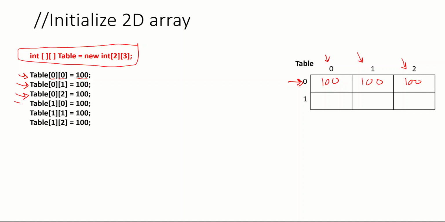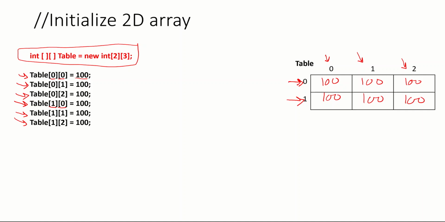Similarly, now we will go to the other row, which is 1 and 0. So this is row 1 and column 0. We should have 100. And then we have 1 and 1 and 1 and 2. So this is row 1 and 1, which is 100. Row 1 and 2, which is 100 as well. By the end of these 6 statements, we will initialize our two-dimensional array to 100.